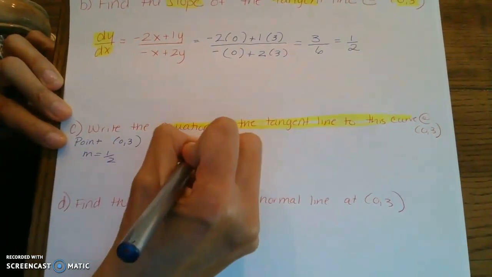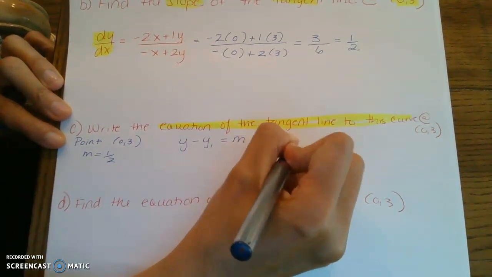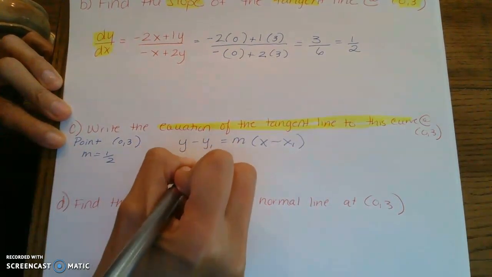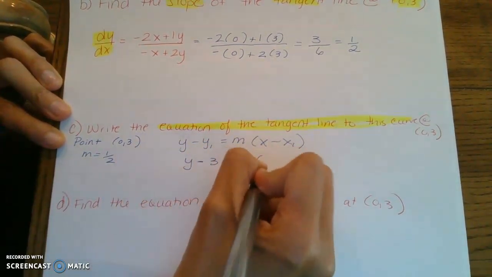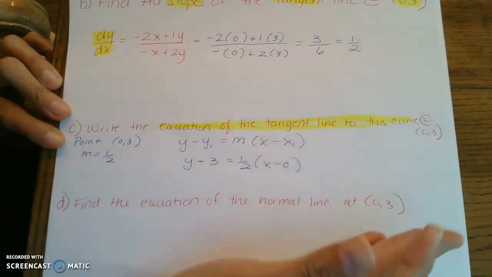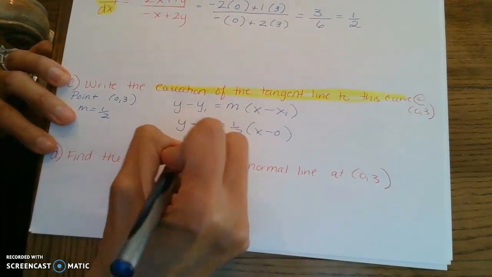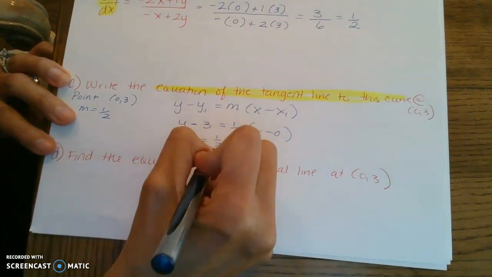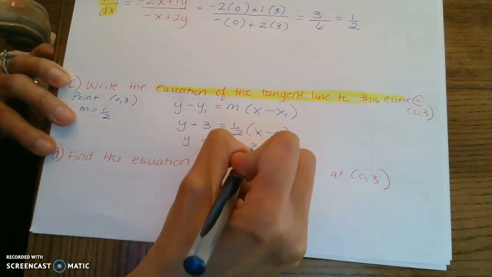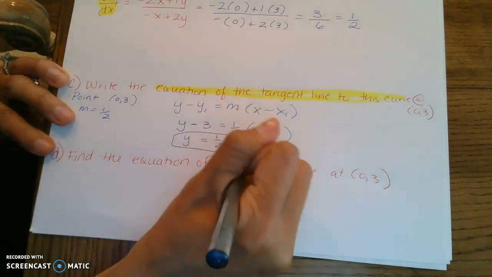It's just y minus y1 is equal to m times x minus x1. So it just becomes y minus 3 is equal to 1/2 x minus 0. Now you can leave your answer like this, but for AP purposes and just in general, they usually get the y by itself. 1/2 x plus 3. And that would be your final answer.